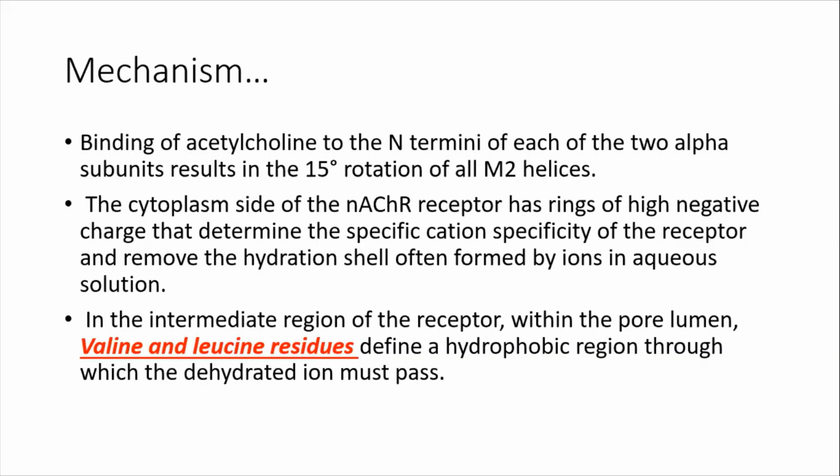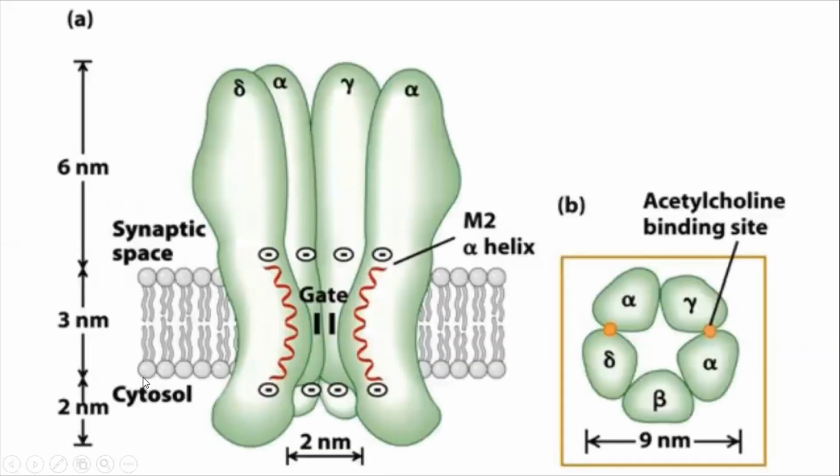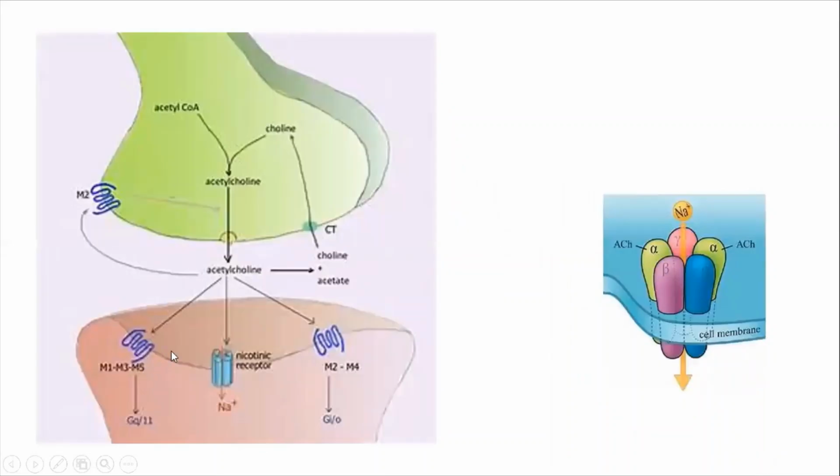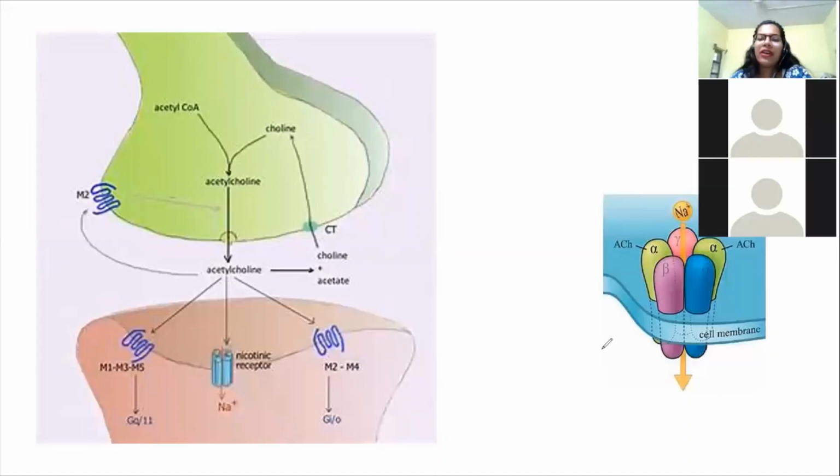Now in the intermediate region, that is in the central cavity, what are the important amino acids? It is the valine and leucine residues, which help in the movement of the dehydrated ion. So what are the amino acids? Valine and leucine. This is what you need to remember every time. Now again, just for more clarity, I'm bringing the figure over here.